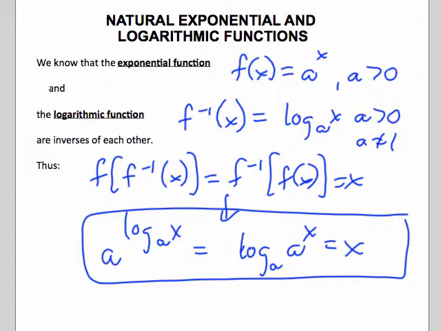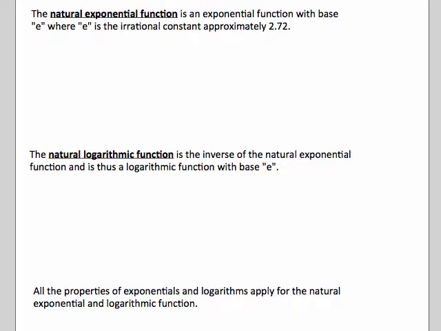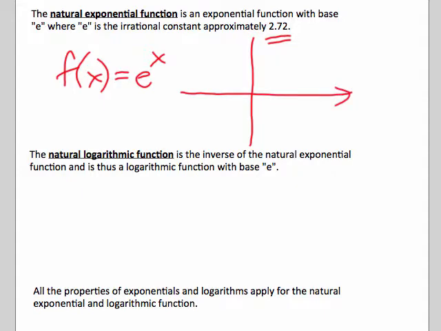Now what I want to do is introduce the natural exponential and log function, which is a specific exponential and log function with a base of the constant e. So the natural exponential function is an exponential function with a base of e, where e is approximately this irrational number 2.72. Okay, so f of x equals e to the x, and that graph would look the same as an exponential function in a growth situation in which the constant was more than 1. So it would look something like that.